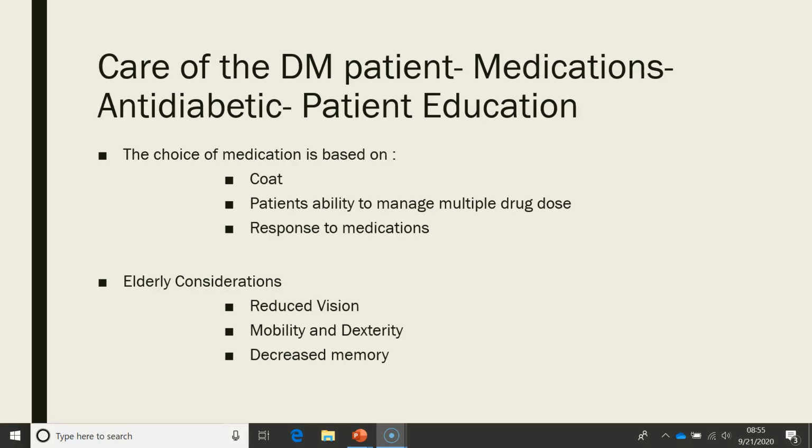And with our patients with type 2 diabetes, we need to not only get their blood sugars under control, but it needs to be something that they can maintain for their life. So we're going to want to make sure that with the choice of medication, we look not only at cost, but also the patient's ability to manage a multi-dose regimen and their response to the medication.